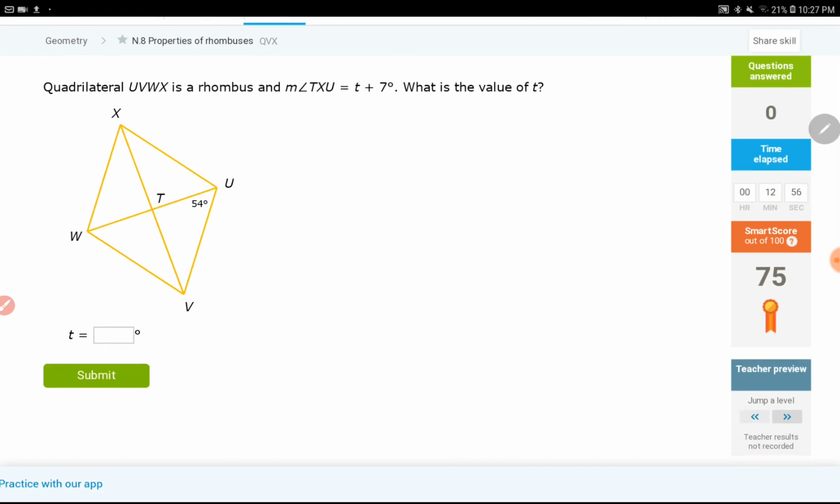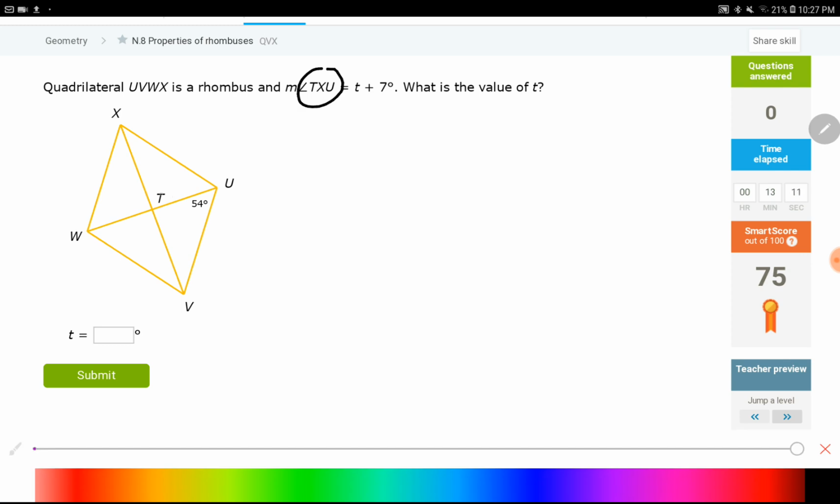So, what's the value of t? Okay, let's see what is given. Angle TXU is T plus 7. TXU is right here. It equals T plus 7. In the beginning of this video, when I made a list of properties of a rhombus, I said the diagonals are perpendicular. So XV and WU are going to be perpendicular, because this figure is given as a rhombus.